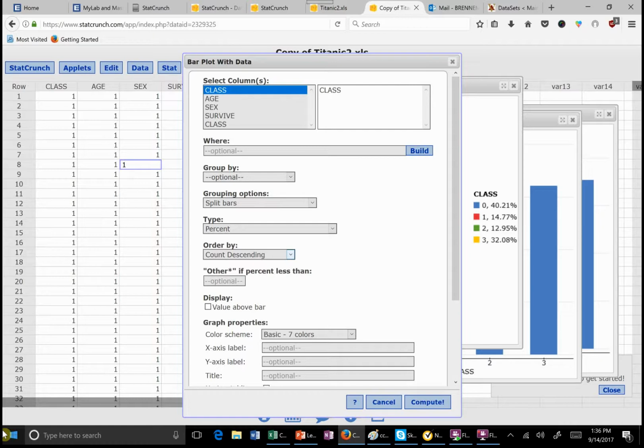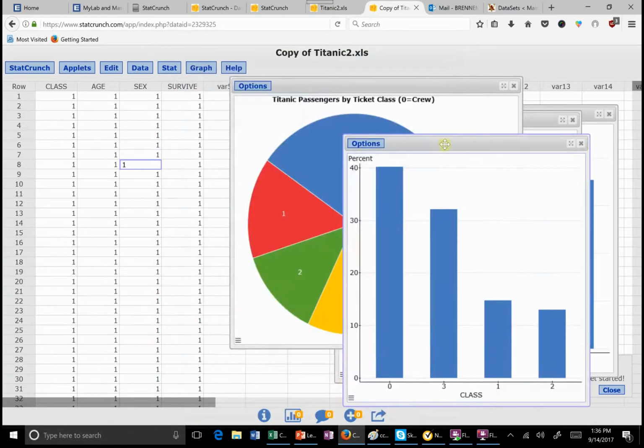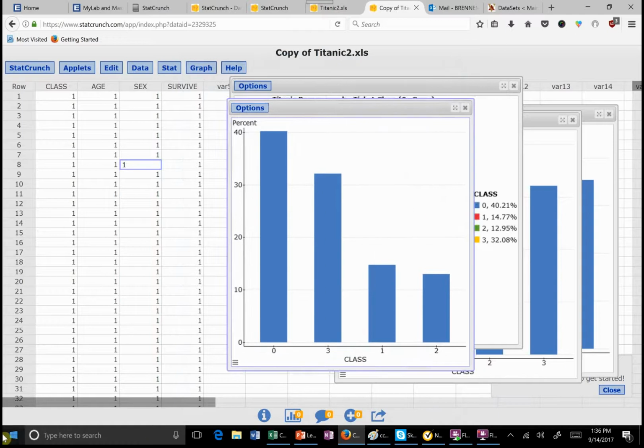So everything's the same as the bar plot. The only thing different is count descending. If you don't do that, you won't get the right diagram. And we click compute again. And notice what happens is it is plotting it in descending percentage, right? The reason why I like this is the mode is always first, and that's what I'm looking for. If there's any sort of trend, I'll definitely see it, okay?